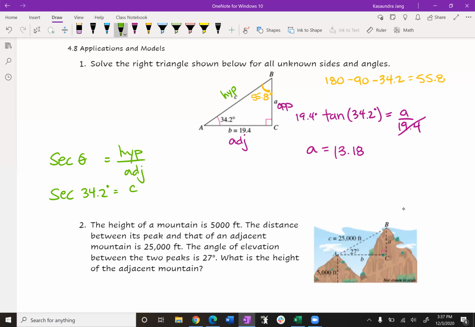My hypotenuse is C. The adjacent is the 19.4. So I will multiply by 19.4 over the other side and solve for C. Again, I'm going to check my mode, make sure it is in degrees. I don't really have a secant button on my calculator, so I'm going to have to enter this as 19.4 times 1 over cosine. Secant is the reciprocal. So I'm really going to put 19.4 times 1 over cosine of my 34.2 degrees. This is going to give me the C here.